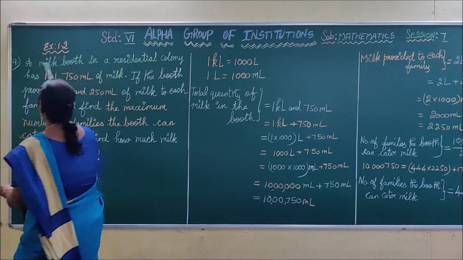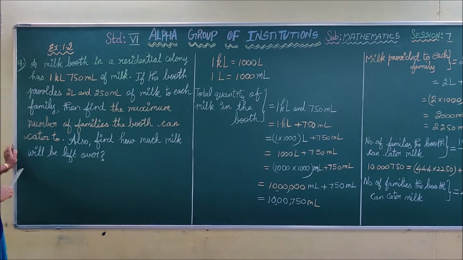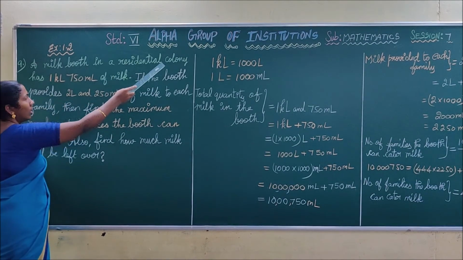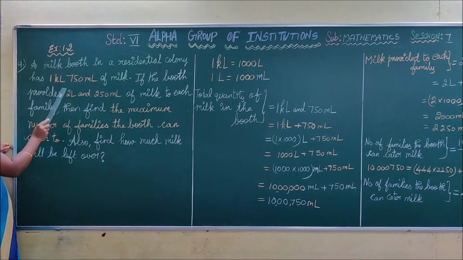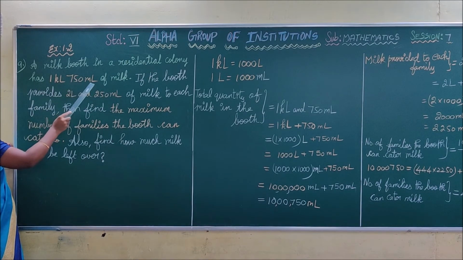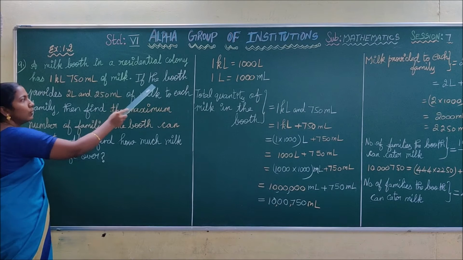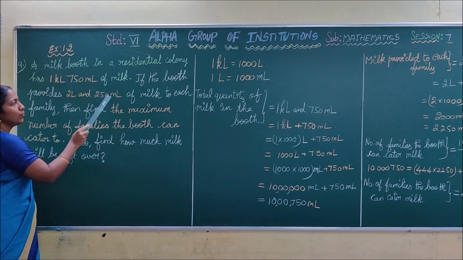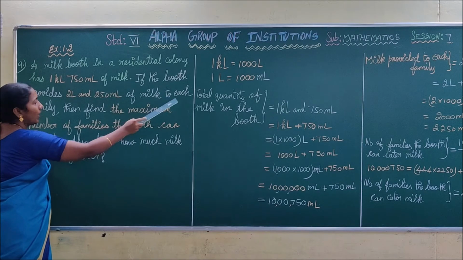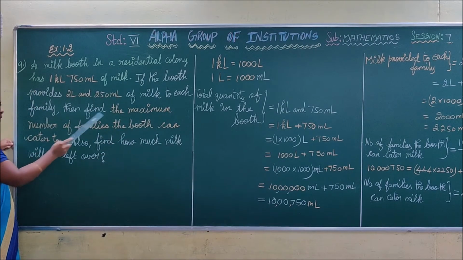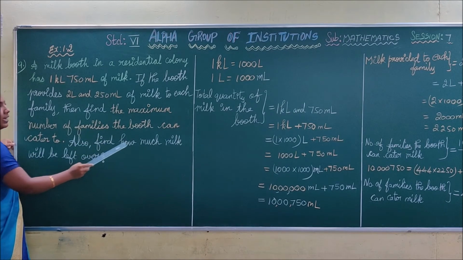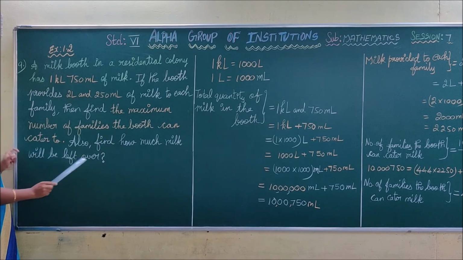That is from exercise 1.2 question number 9. Read the question, children. A milk booth in a residential colony has 1 kiloliter 750 milliliter of milk. If the booth provides 2 liter and 250 milliliter of milk to each family, then find the maximum number of families the booth can cater to. Also, find how much milk will be left over.